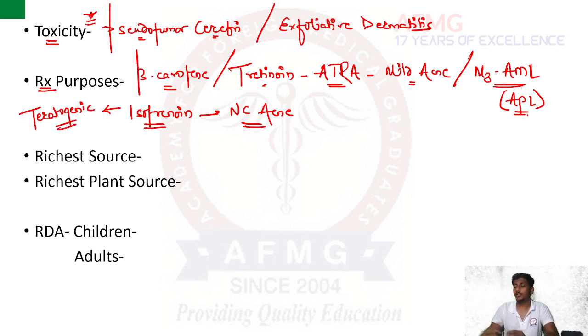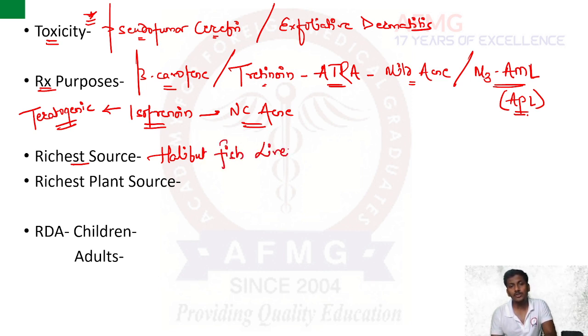Then if I move further, talking about the sources of vitamin A. Vitamin A can be found in liver, fish, meat, along with dairy products like milk, cheese, butter, all of that. But if they ask you the richest source of vitamin A, this has been asked earlier as well, the answer should be halibut fish liver oil. This is the richest source of vitamin A. Then if they ask you the richest plant source, as I told you, beta carotene is in highest quantities in carrots, therefore the richest plant source of vitamin A is carrots. Important, please remember this.